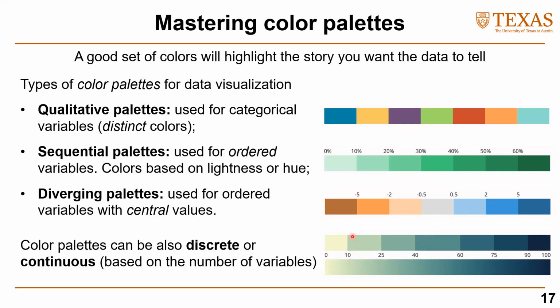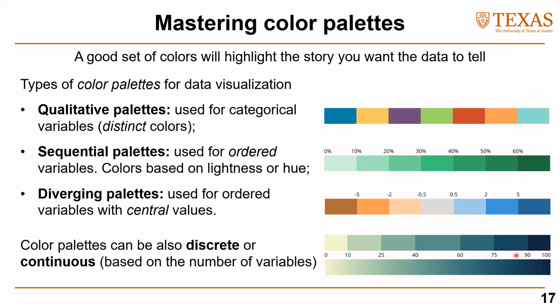So for instance, if we have like 7 different curves, we may want to use a discrete palette because we have 1, 2, 3, 4, 5, 6, 7 colors, so each one represents one curve. But if we have like 1,000 curves, it's better to use a continuous palette, because by doing this, we'll have a smooth transition from curve to curve until eventually we reach the other end.